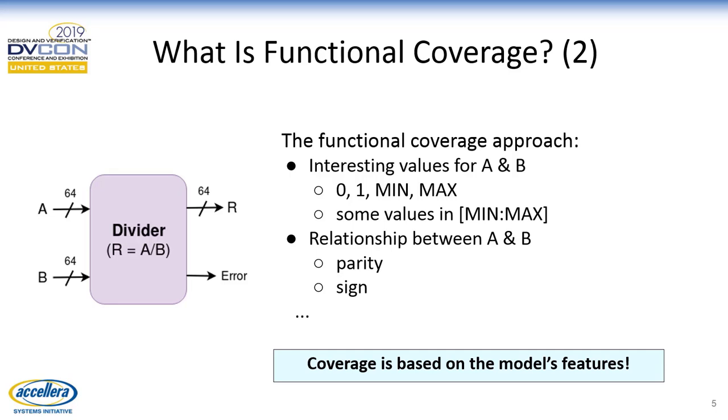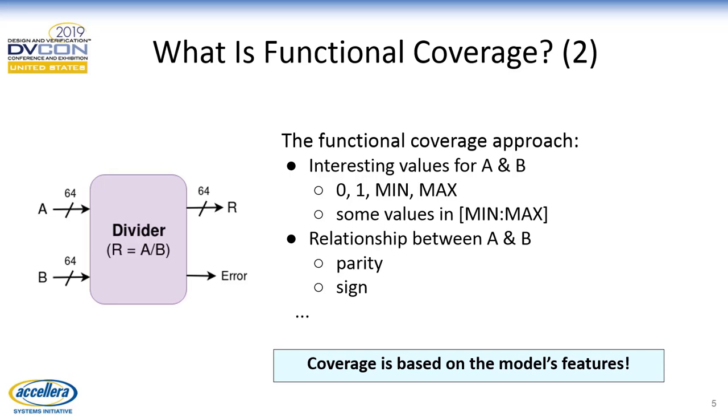Is one odd and one even, because we are dividing integers, so the remainder will get truncated, or maybe the sign. So these are just some simple examples. We can think of more, but this is not the complete list. I was just giving you the basic idea.